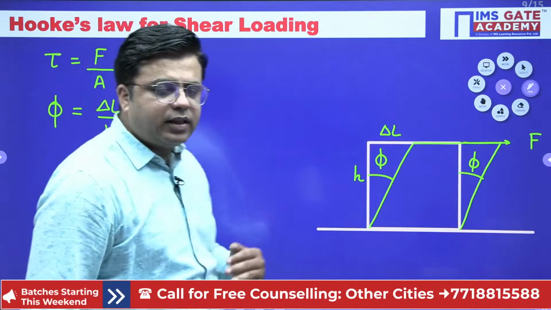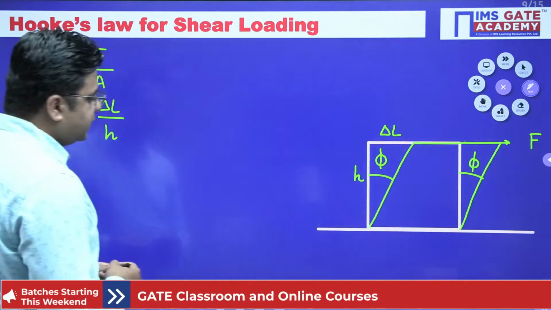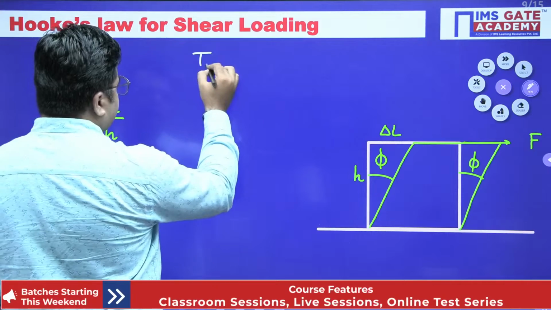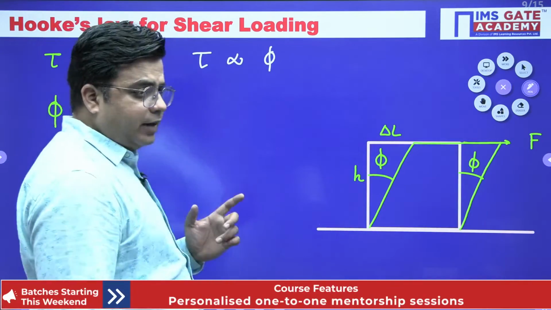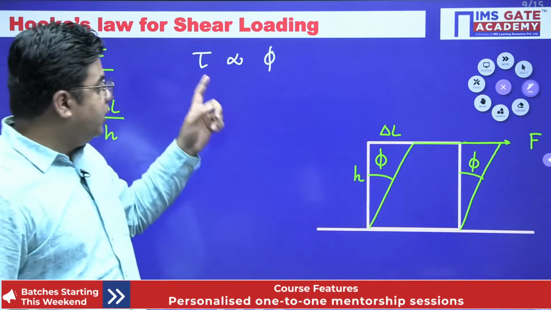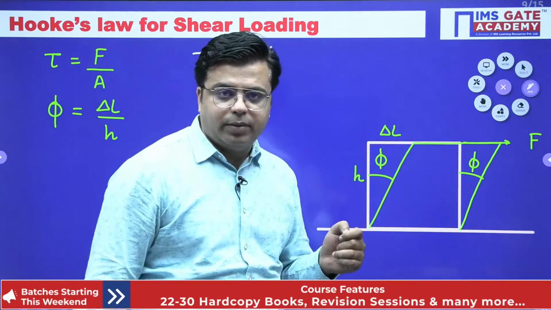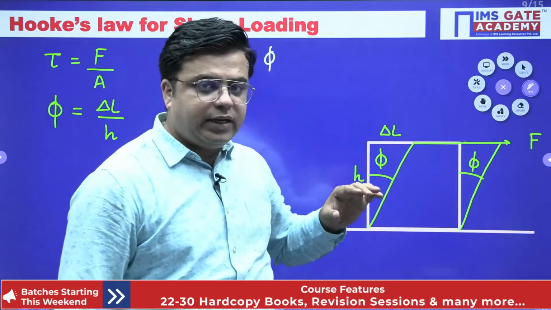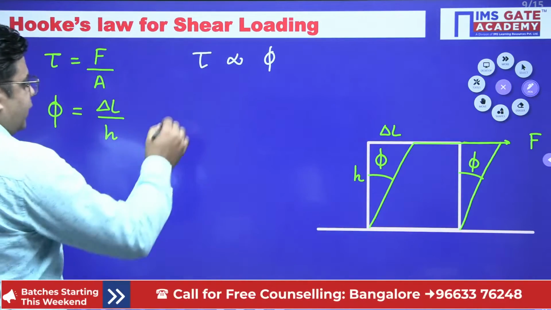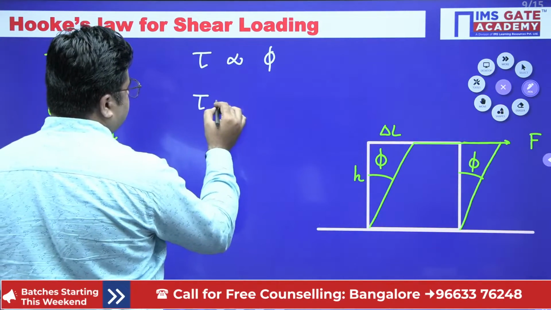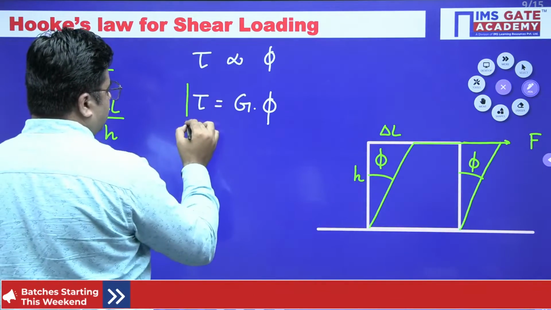Now Hooke has given the relation between shear stress and shear strain. Hooke simply says that your shear stress is directly proportional to your shear strain. Shear stress will be the dependent variable and shear strain will be your independent variable. In order to resist the shear strain, shear stresses will be developed in the body. So when you remove this proportionality sign, you have tau equals G into phi, and G is known as modulus of rigidity.